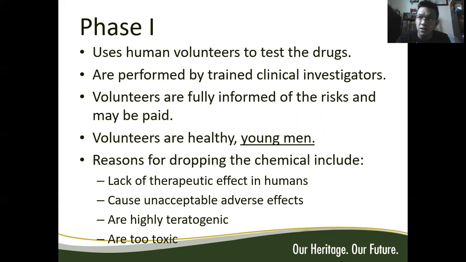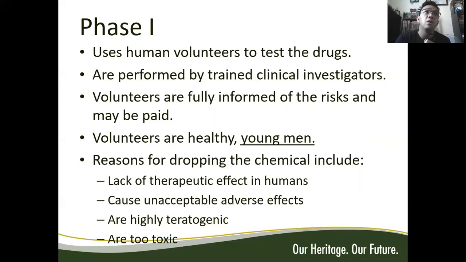During preclinical trials, scientists used animals for the drug to be tested. But this time, in phase 1, scientists use human volunteers to test the drugs, and the tests are performed by trained clinical investigators. The volunteers of phase 1 are fully informed of the risks, and they may be paid as well. They should be paid for phase 1 of this drug development. And volunteers are usually healthy young men.